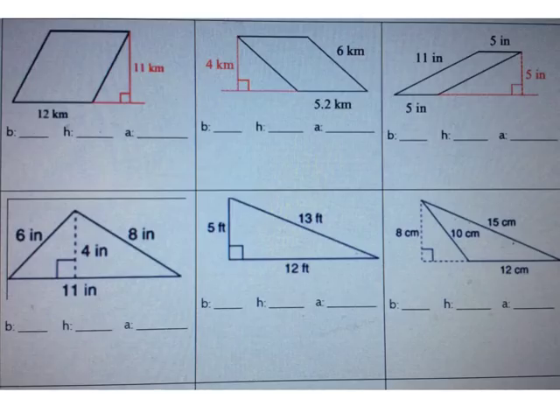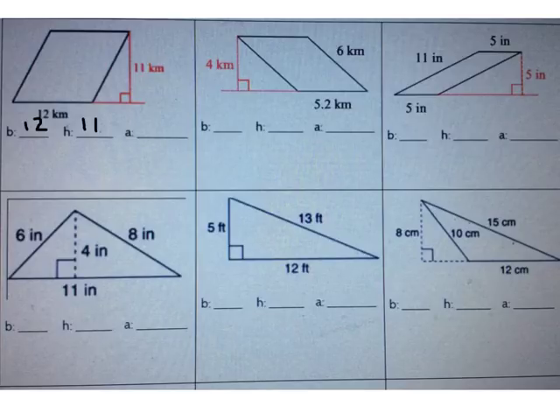Let's start by finding the area of some parallelograms. Look at the first parallelogram. What's the base of this parallelogram? It's 12 kilometers. What's the height of this parallelogram? It's 11 kilometers. Remember, the height is any line that's at a 90-degree angle to the base, even if it's represented outside of the shape.